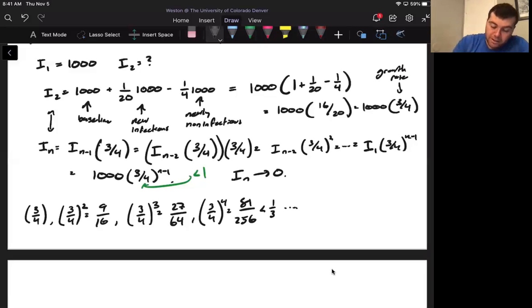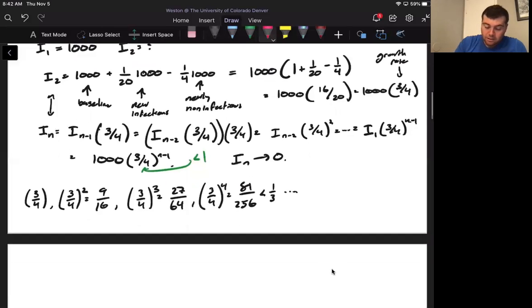I guess while we're doing this, it'd be good to conclude by writing down the formal version of the function. So I n, the number infectious on day n, is 1,000 times 3/4 to the n minus 1.